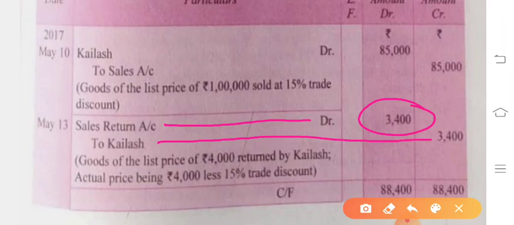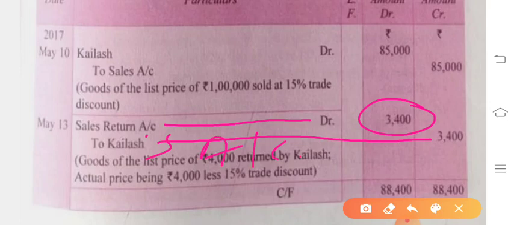I always have told you people not to put "account" in front of a person's name. If you want to put account, put apostrophe s and then put account, that is Kailash's account, or else just leave it as to Kailash. The narration being: goods of the list price of 4000 returned by Kailash. Actual price being 4000 less 15% trade discount. It is not required by you people to mention it. Even if you just mention 4000 list price, that is also okay.